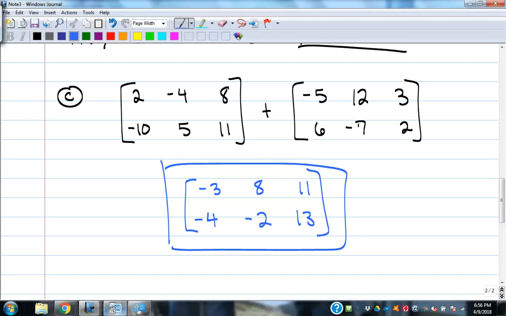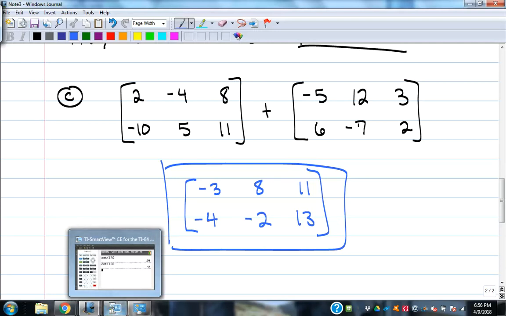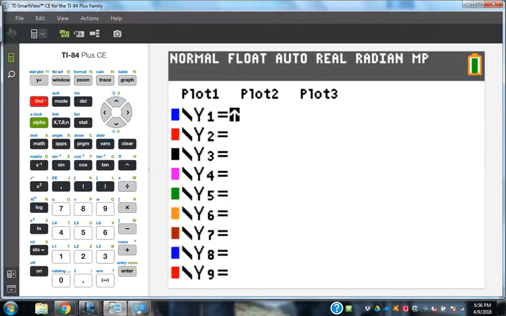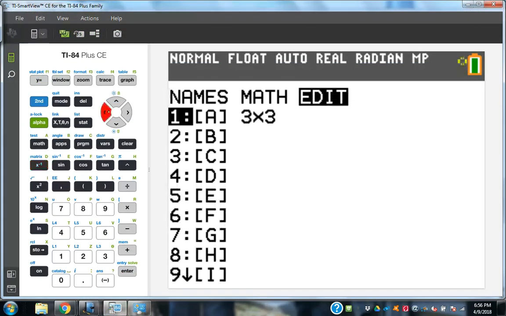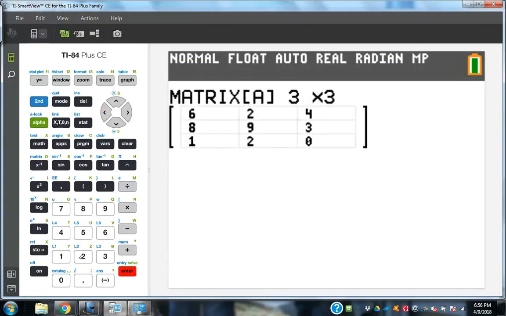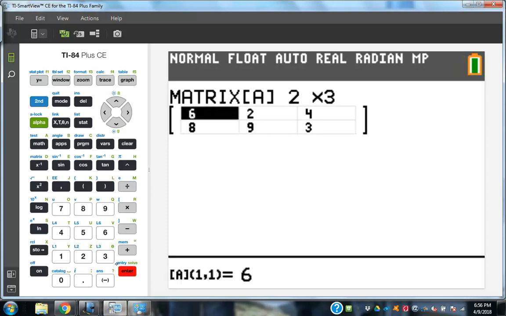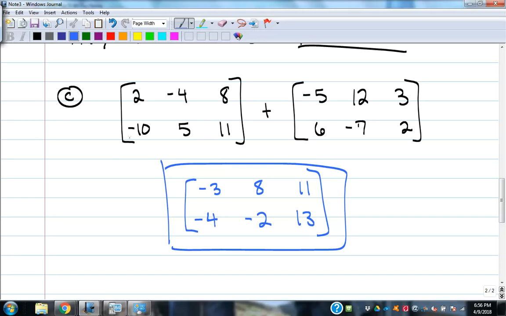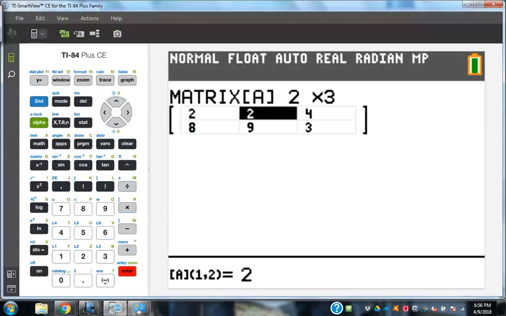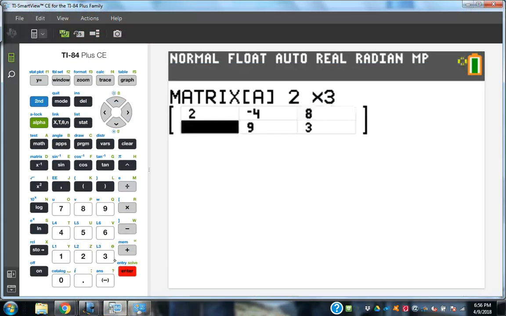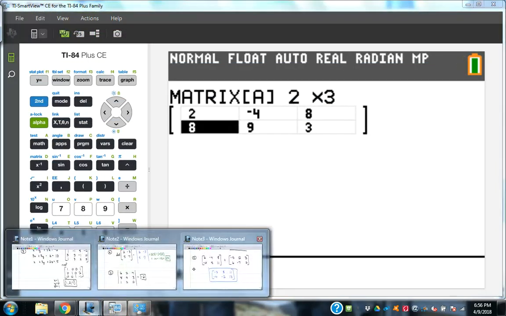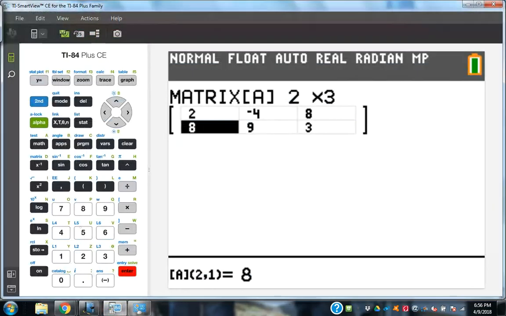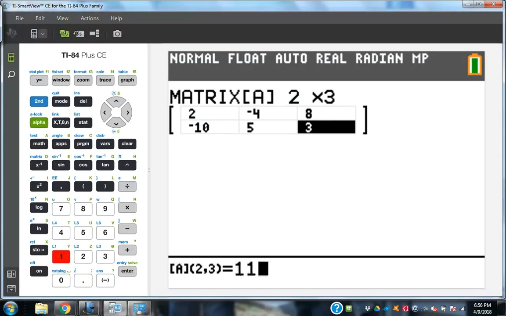So if I'm going to do this with the calculator, I would go second, matrix, edit. I've got to put two matrices in here. I got 2x3. I just made this one up. So 2, -4, 8, -10, 5, 11.